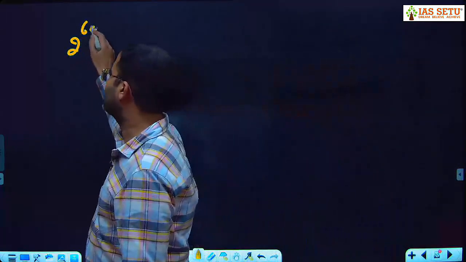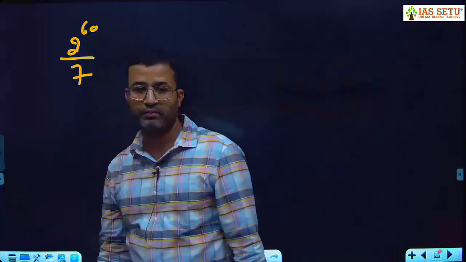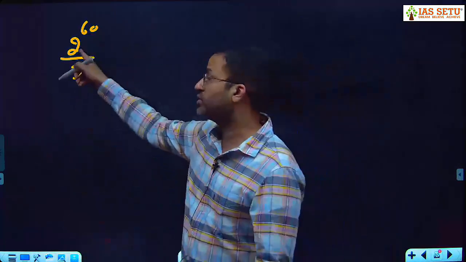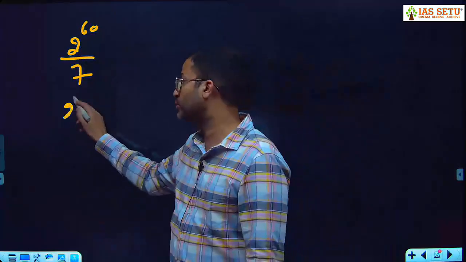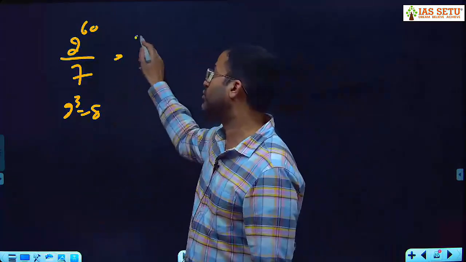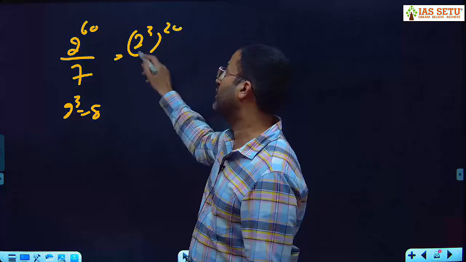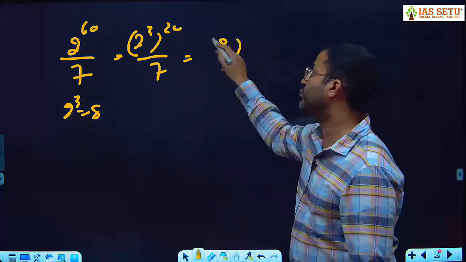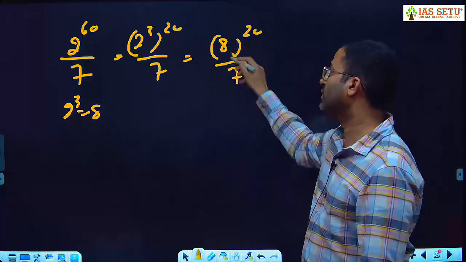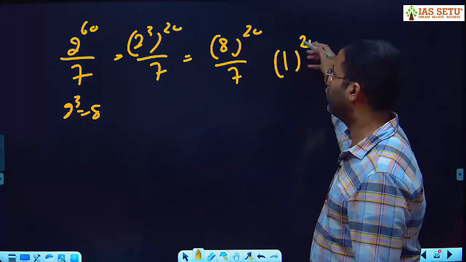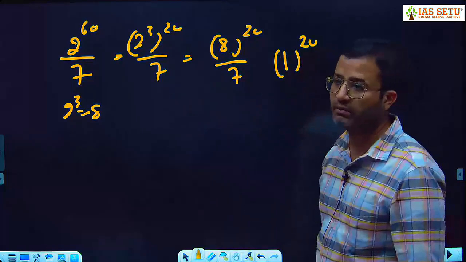2 की power 60 divided by 7, plus 1 remainder theorem. We see the power of 2 near to 7: 2 to the power 3 is 8. So it is 2 to the power 3, bracket 20, divided by 7. 8 to the power 20 divided by 7. Every 8 gives 1. How many times? 20 times we can manage. It is the plus 1 remainder theorem. Then next is the minus 1 remainder theorem.